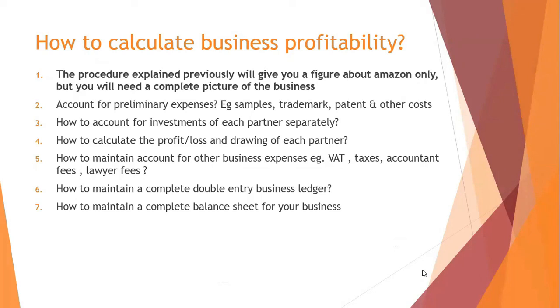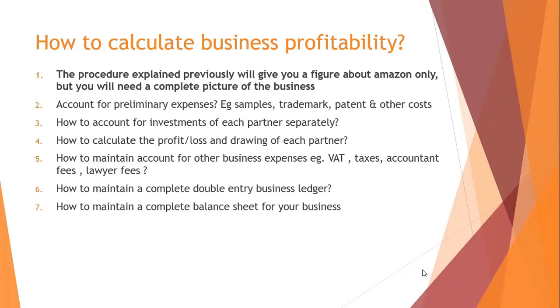The report that I have shown you today, the profitability, includes the data from Amazon only. This is not your total business profitability report. The procedure explained previously will give you a figure about Amazon only, but you will need a complete picture of your business, accounting for preliminary expenses. For example, sample costs you have paid, you might have paid for trademarks, patents, or other costs that are not accounted for in this report.